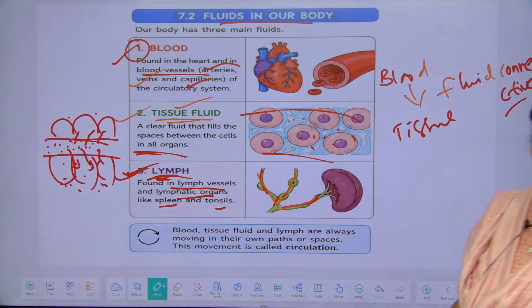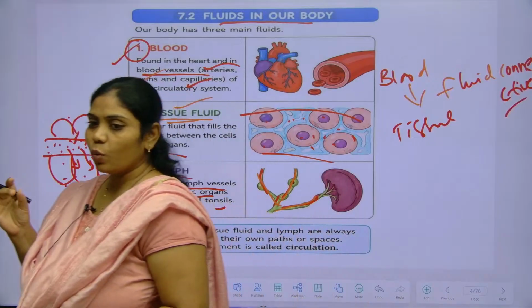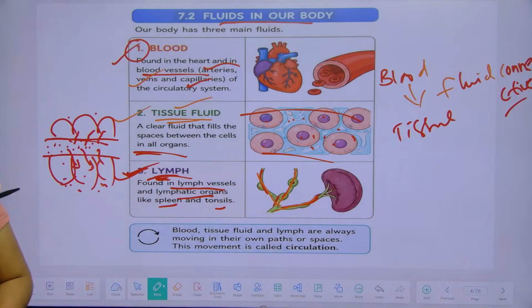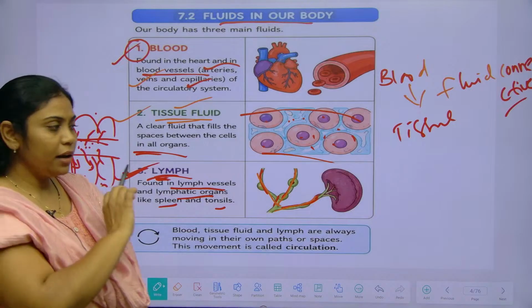How many fluids, ma? That is 3. One is blood, the second one is tissue fluid. When the tissue fluid enters the lymphatic vessel, we consider it as lymph. Clear?